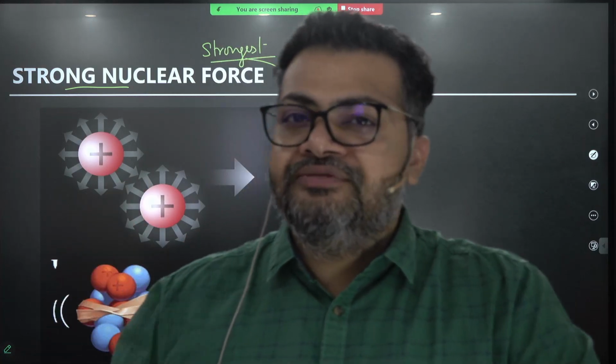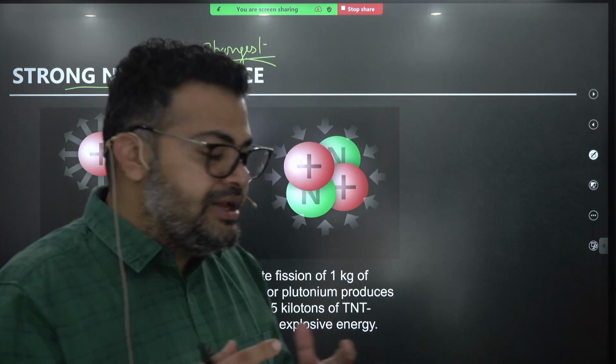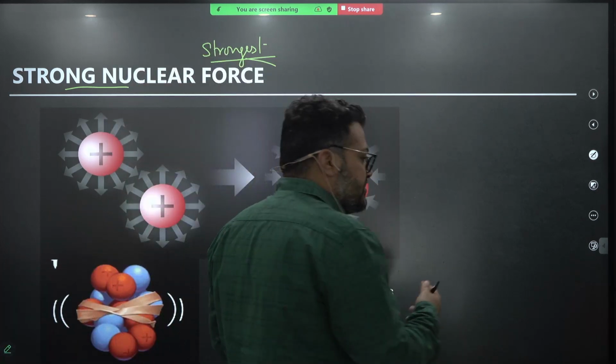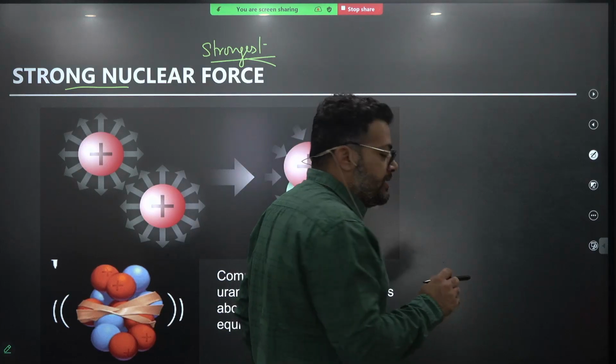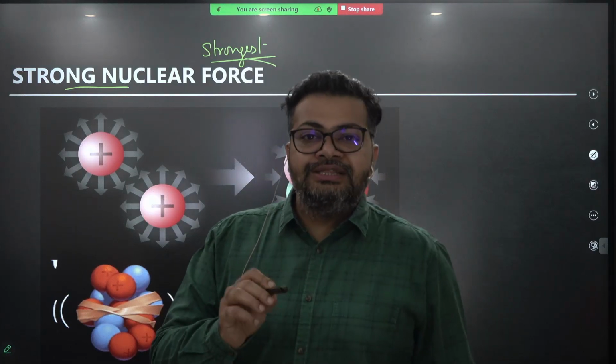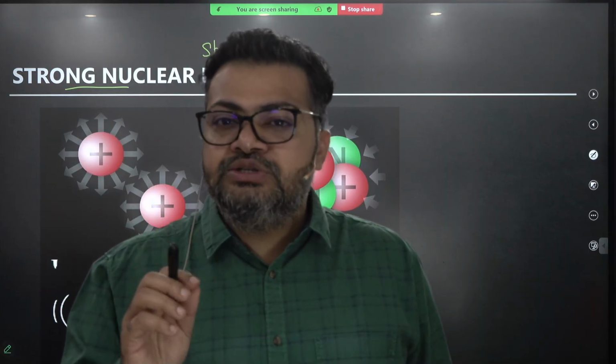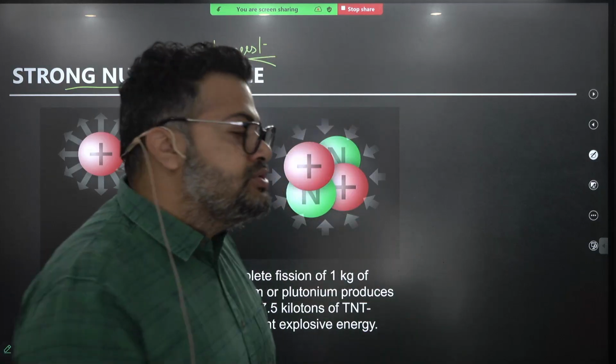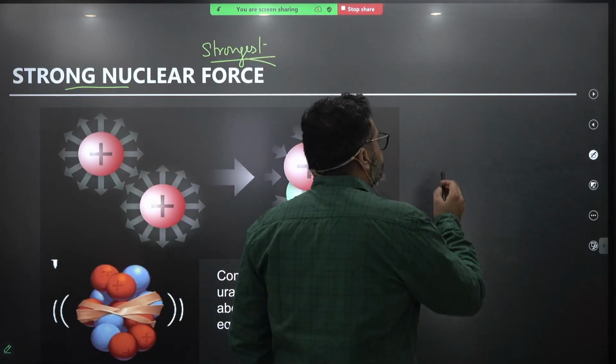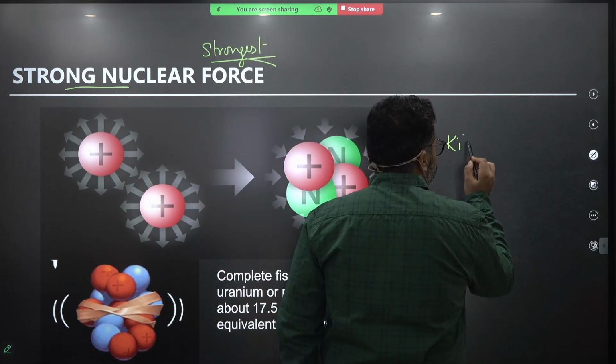And I'll share a very interesting concept with all of you. It will help you find the subject somewhat more interesting. When it comes to measuring the intensity of a nuclear bomb, we use a concept called kilotons.